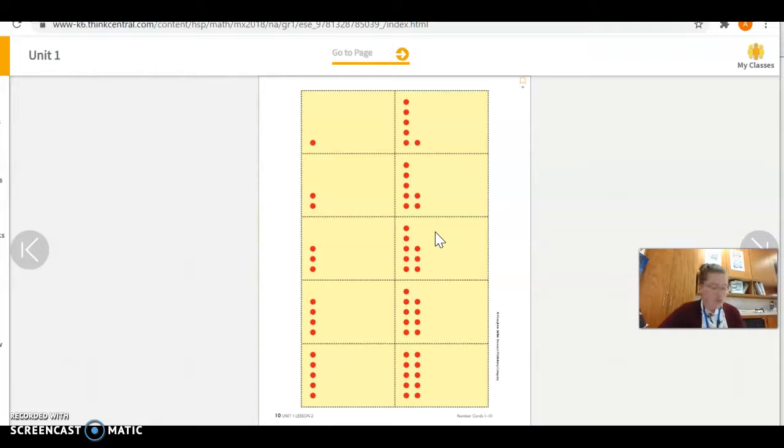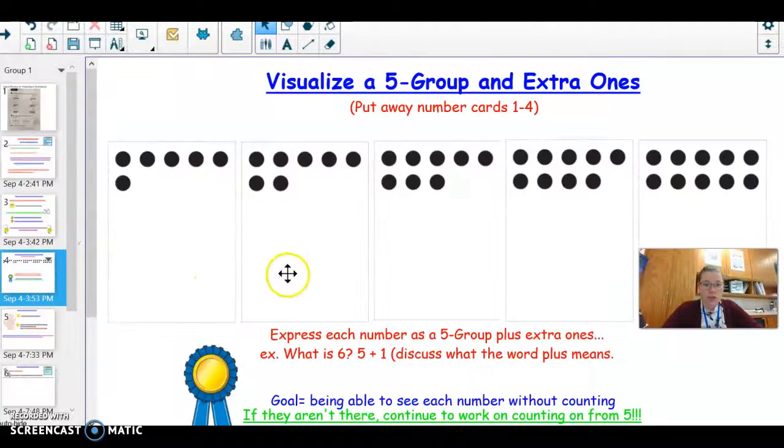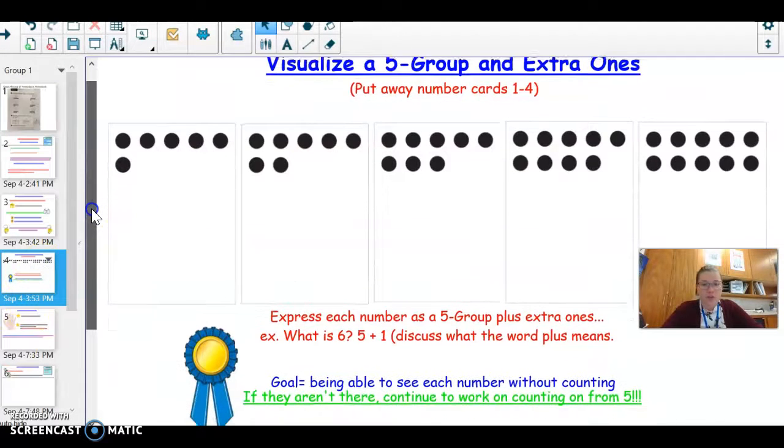tomato, tomato. Okay, so I want you to see if you can mix those up and then put them back in the right order using the dots. So give it a try. Okay, once you're done with that, we want to see these 5 groups with their extra ones as equations. So I'm going to go back to my screen here. And we're looking at this starting with number 5.